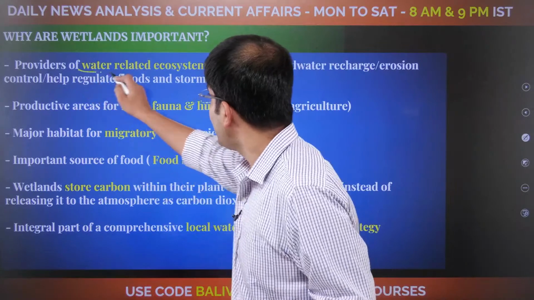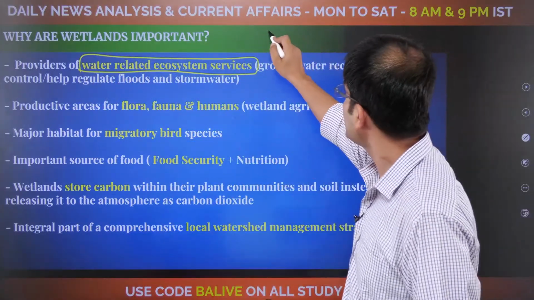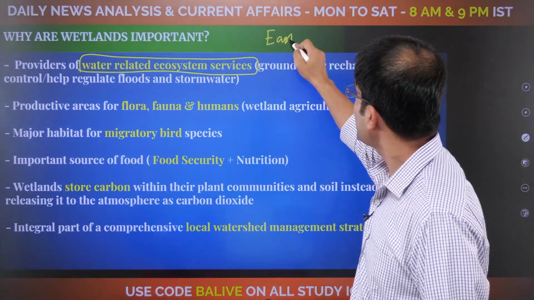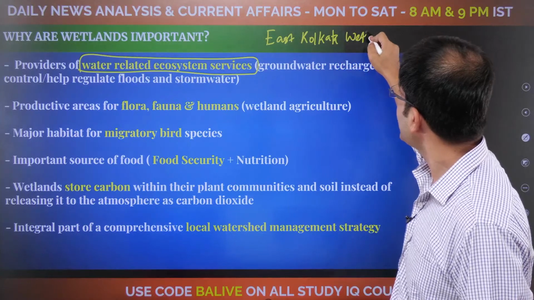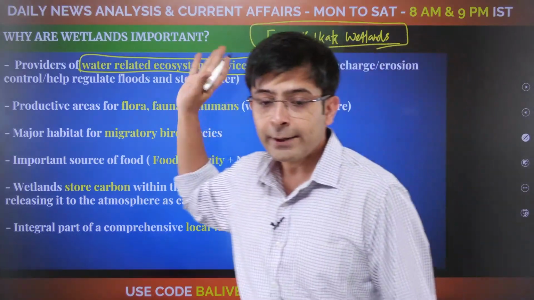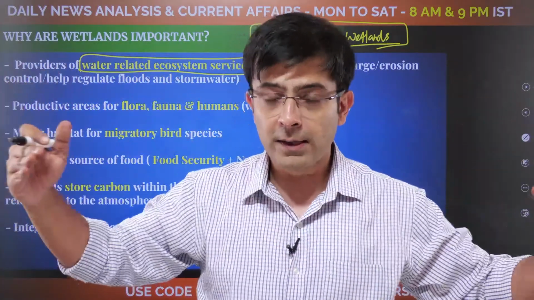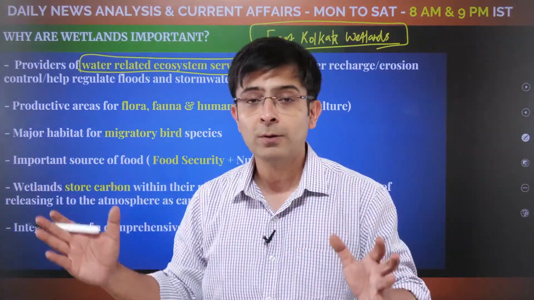Firstly, providers of water-related ecosystem services. Most important, you will understand, the East Kolkata wetlands. Okay, for those of you who have ever been to, say, Calcutta, okay, I can assure you, in the morning you can't miss this. What you find is, again, it's on the fringes of Calcutta, the outskirts of Calcutta. And so what I'll tell you, just know this so that you remember the whole story.